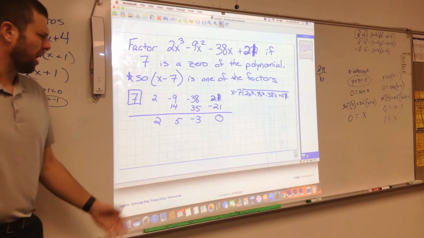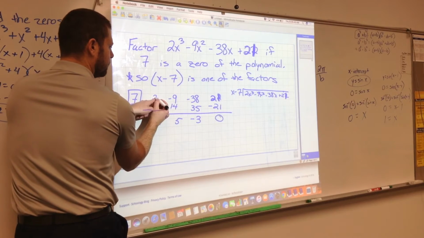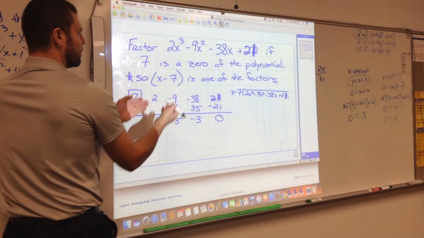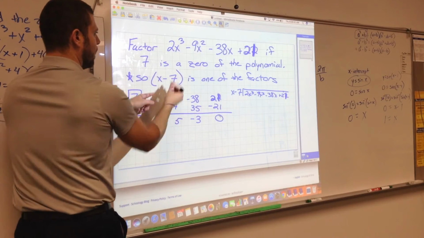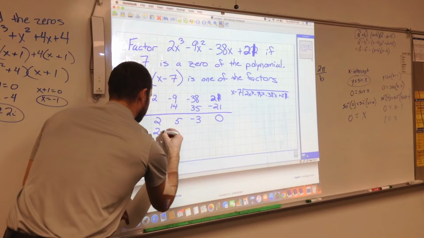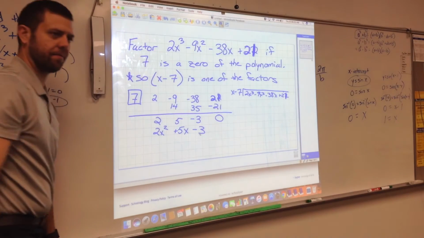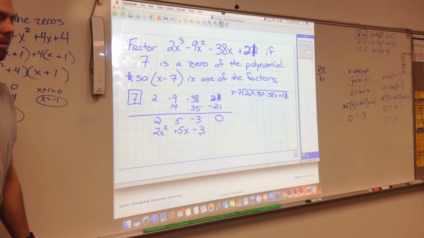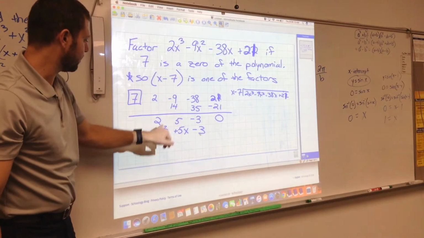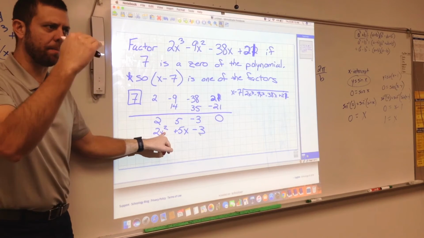So, what do those numbers mean? Remember, we started with 2x cubed minus 9x squared minus 38x plus 21. When we divided that by x minus 7, all of the powers decreased by 1. So now I have 2x squared plus 5x minus 3. See how I just decreased whatever the starting power was. My answer starts with a power 1 less than that, because anytime you divide, the powers decrease.